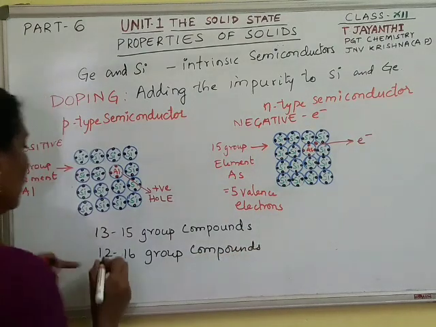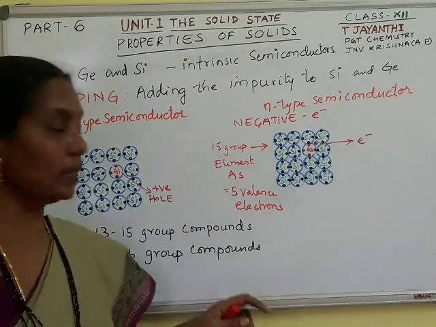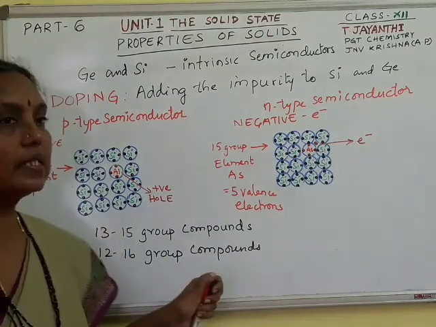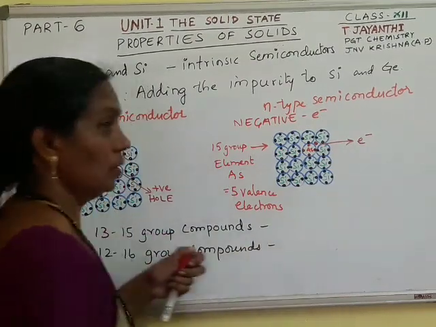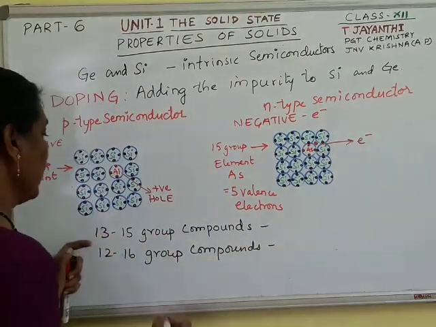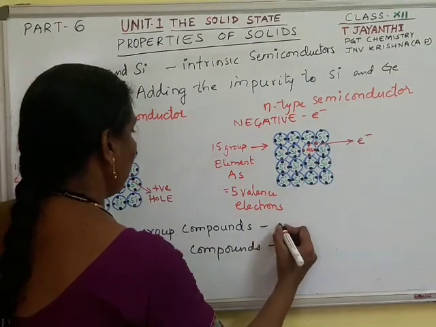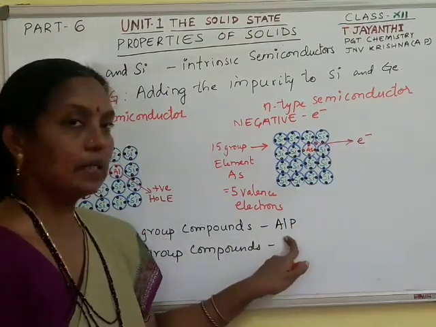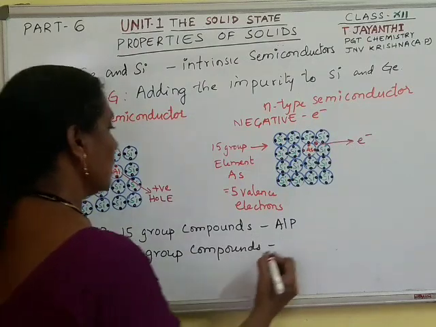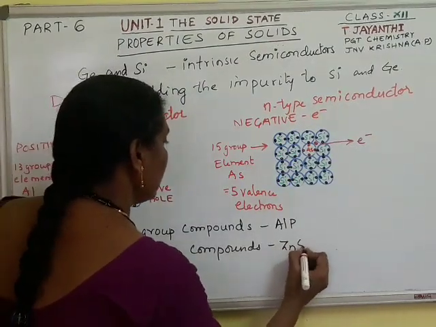When 12th and 16th group elements are combined, these compounds have a lot of use in solid materials. For example, 13th and 15th group elements, if you take aluminium and phosphorus, this compound, and then a 12-16 group compound, you can take zinc and sulfur.